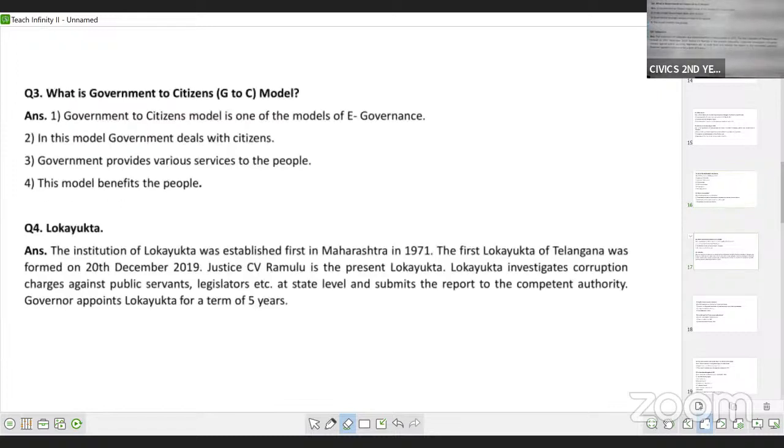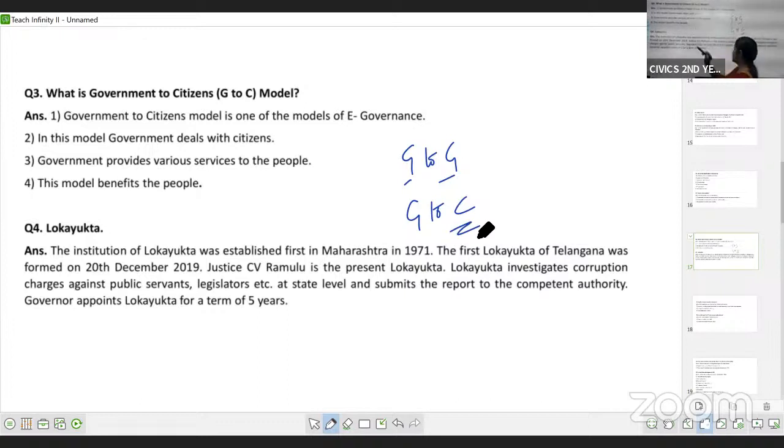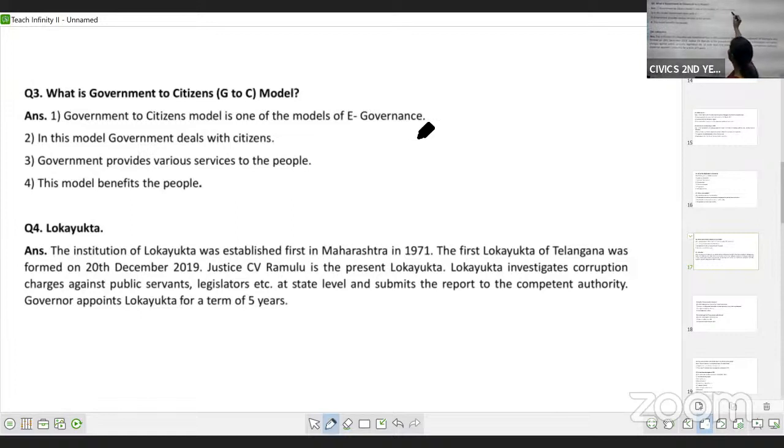Next is, what is the government to citizen model? Smart governance functions on certain models like the G2G model. What is the G2G model? Government to government. Then we have the G2C model. What is the G2C model? It is government to citizen. It is one of the models of e-governance. Here the government deals directly with the citizens. See, I told you we have different models.